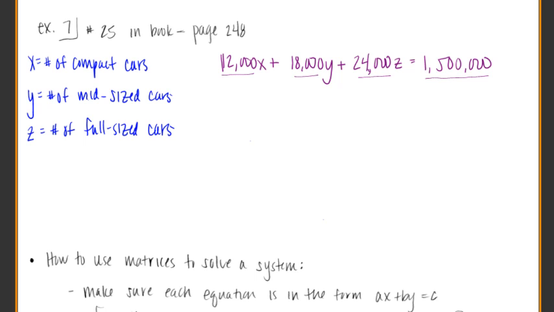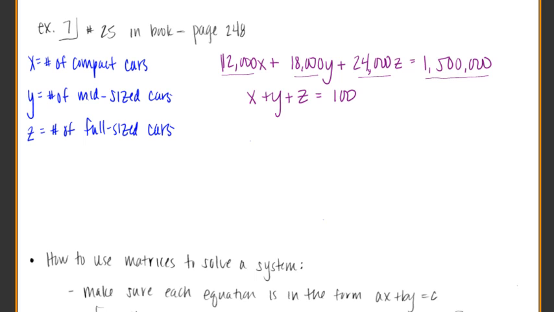And it says, Hartman purchased twice as many compacts as intermediate cars. And the total number of cars to be purchased is 100. Well, let's do that total number of cars. That's pretty simple. The number of each type together, so X plus Y plus Z, has got to be 100. That's not too bad, because grand total.